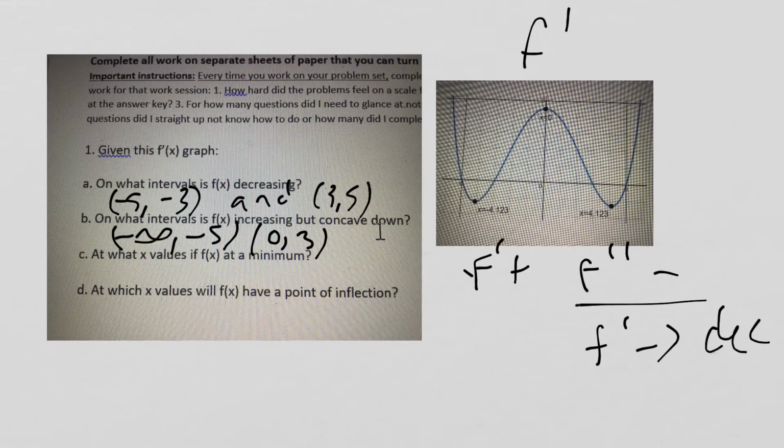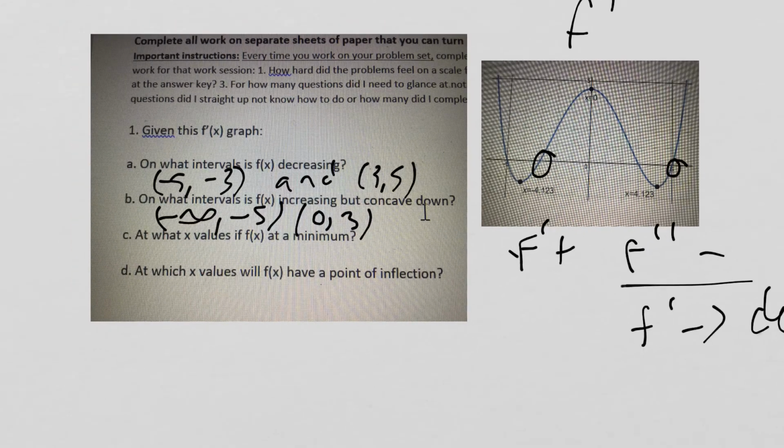Now, what x values is f of x at a minimum? So that's going to be when f prime goes from negative to positive. So f prime goes from negative to positive right there, and it also goes from negative to positive right there. Okay, we can see that graphically. Negative, zero, positive; negative, zero, positive. So that's at x equals -3 and x equals 5.